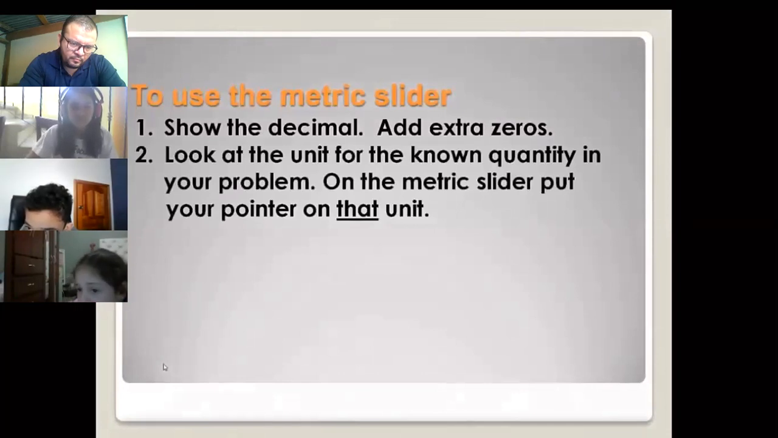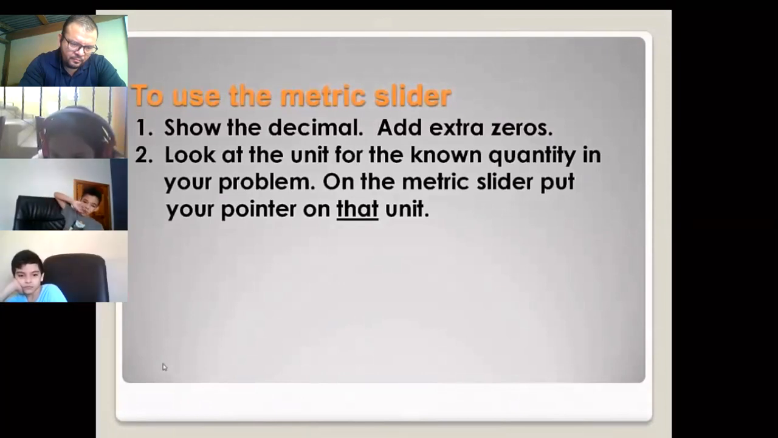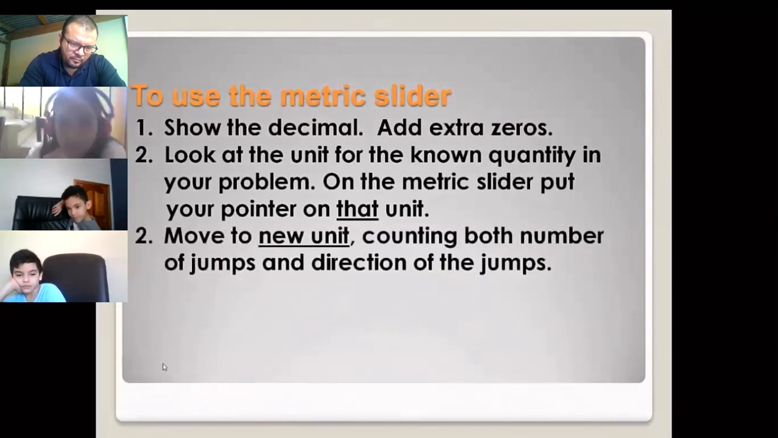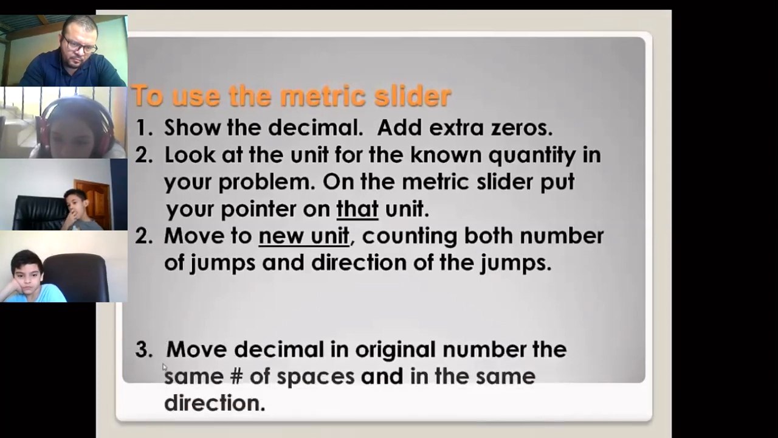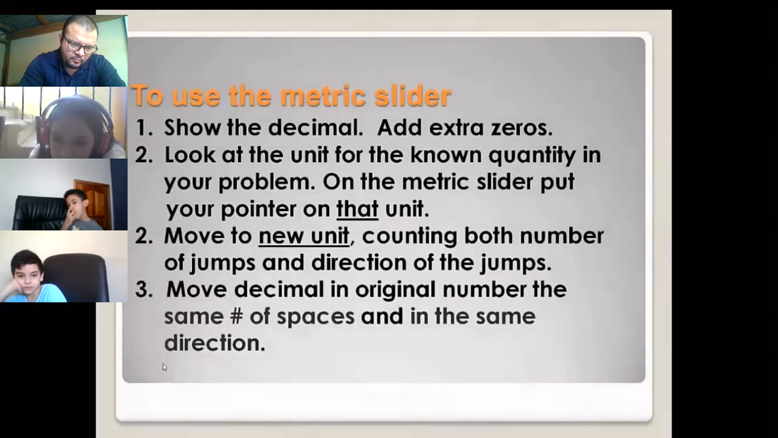Then you're going to look at the unit for the known quantity in your problem. So if you're going from centimeters to millimeters, the known quantity is centimeters, 127 centimeters. You're going to put your pointer on centi. Then you're going to move to the new unit. In this case, we're moving from centi to milli. We're going to count both the number of jumps and the direction that we go. And then we're going to move our decimal in the original number, the same number of spaces, and in the same direction as we moved our pointer on the metric slider.